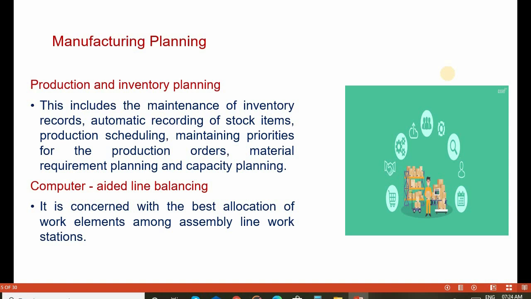Computer aided line balancing is concerned with the best allocation of work elements among the assembly line workstations. The computer helps to allocate the work elements to the workstations in the assembly line.